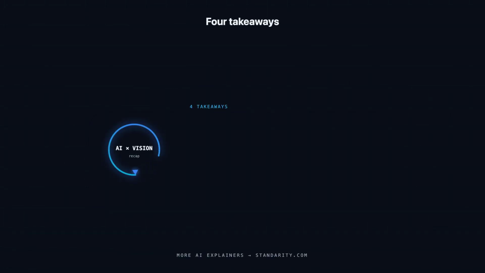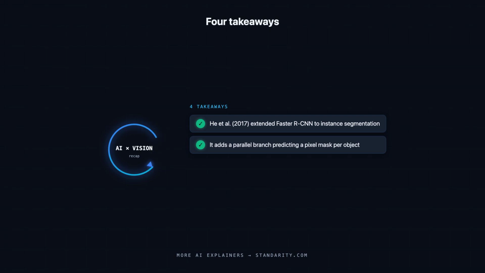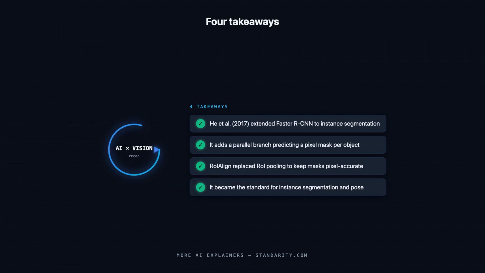All right, let's lock into 4 things worth keeping. This model, from He and colleagues in 2017, extended Faster R-CNN to do instance segmentation directly. It keeps the 2 stages and simply adds a parallel branch that predicts a pixel mask for each detected object. RoIAlign replaced ROI pooling, sampling features at exact locations, so the masks stay pixel accurate rather than blurry. Accurate and easy to train, it became the standard for instance segmentation and even does pose estimation.